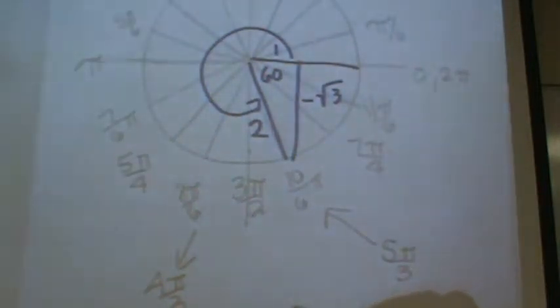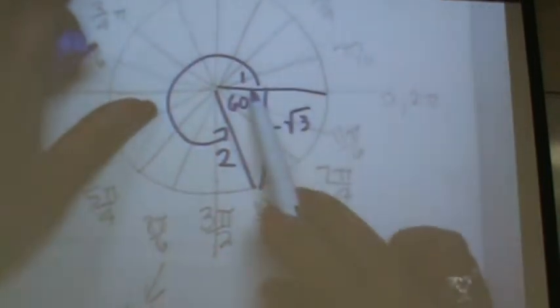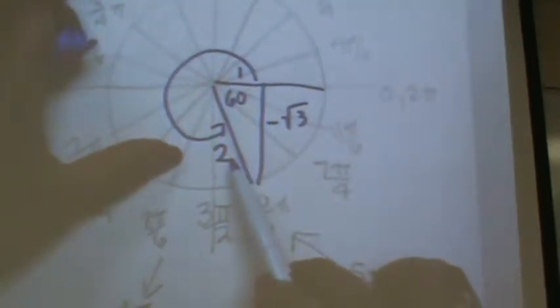So the question is, again, what is the secant of 5 pi over 3? Well, secant is the reciprocal of cosine. And cosine is adjacent over hypotenuse. So this is going to be 2 over 1. If it was cosine, it'd be 1 over 2.